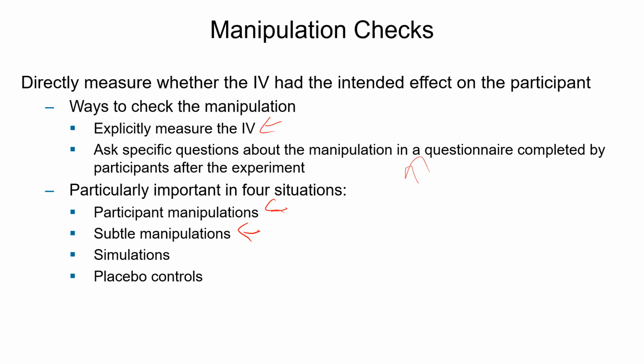The examples I've been giving so far are pretty big. But let's say we're trying to do a subtle manipulation by just doing some priming. So we tell one group that we know people that are like them are bad at math. And we tell the other group we know people that are like them are good at math. That's a pretty subtle manipulation when you're using it in a paragraph of instructions. And you want to make sure that that got across and that the participants actually heard that. So when we're doing things like placebo controls and simulations, it's also important.